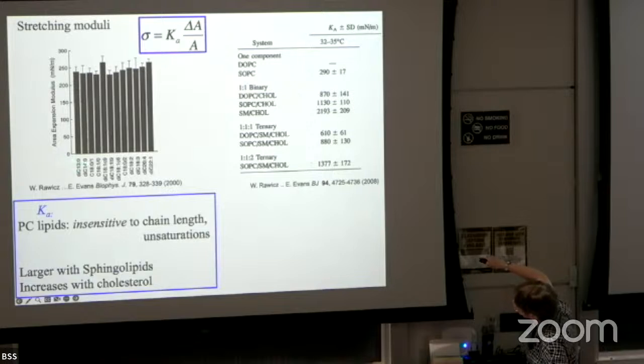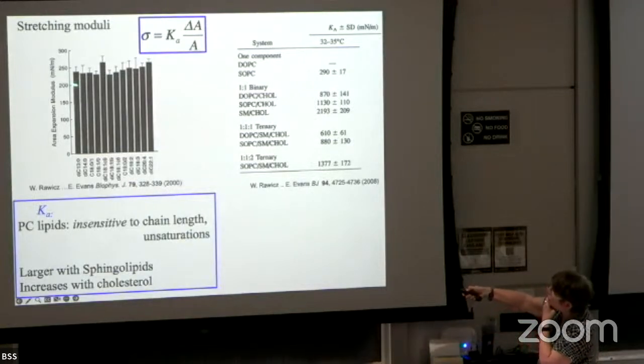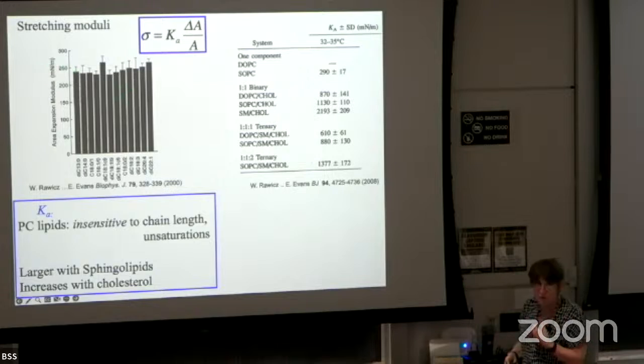So here we have a short chain, 13 carbon. You can see that we have no change even when we reach 18 carbon. And here is also probing the effect of unsaturation. And you can see that the modulus here doesn't change. So you have a chance also to see that the stretching modulus is, in this case, of the order of 250 millinewton per meter, right? So it's a very stiff material.